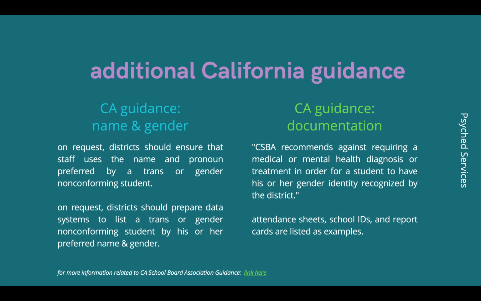Additionally, they recommend against requiring medical or mental health diagnosis or treatment in order for a student to have their gender identity recognized. This is really important because it's not appropriate at all to ask for any kind of diagnosis, nor do many students who are gender nonconforming or trans have a medical or mental health diagnosis, because just because a person is trans or gender nonconforming in no way would suggest that that person would have any kind of mental health or medical diagnoses.